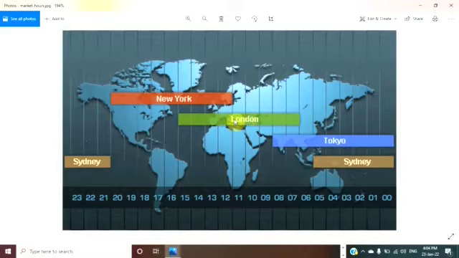And then that's when the London trading session starts. The London trading session starts from 8 a.m. in the morning and then ends at about 3 p.m. in the afternoon. And then after the London trading session, we go into the New York trading session.